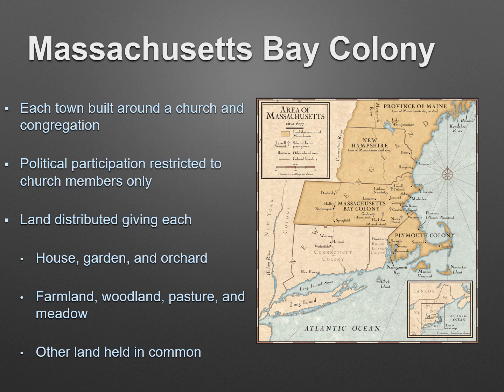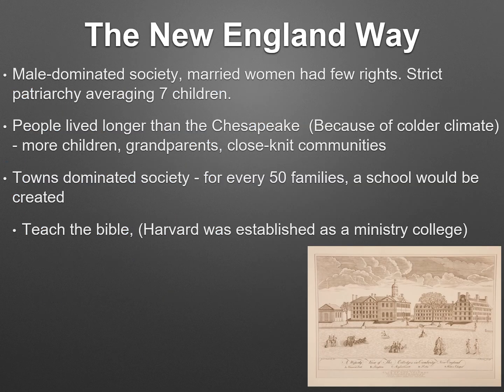Land is distributed accordingly so that everyone who comes receives a set amount of land and also receives a certain amount of stuff on that land. Every house would have a garden and an orchard. Every farmland would have woods, pastures, and meadows. And all other land is held in common collectively together. And this would go on for quite some time. We don't see it even start to be divided up until the 1630s.